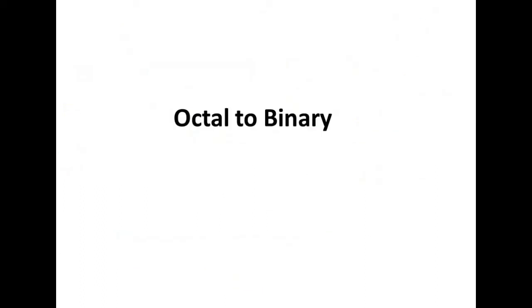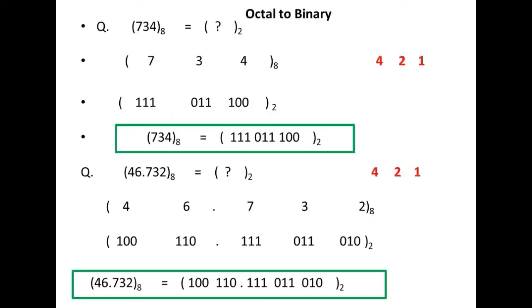Now come to the conversion of octal to binary. Here we have converted binary to octal, binary to hexadecimal. Now we will convert octal to binary and hexadecimal to binary. Here we have the question 734, which is given in octal. We have to convert 734, which is given in the octal system, into the binary system.